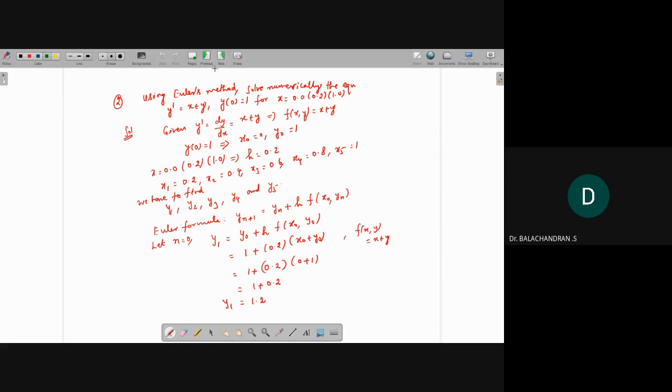And this is the second problem. Again, we will discuss Euler's method tomorrow, if possible. I think tomorrow at least I will solve one problem in the classroom. What is this problem? y dash is equal to x plus y.